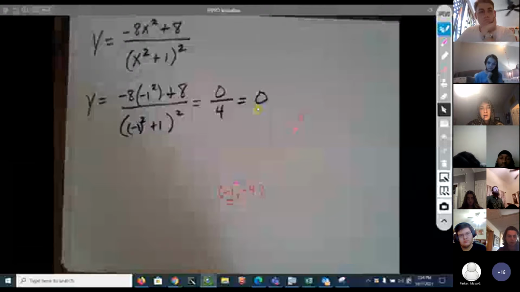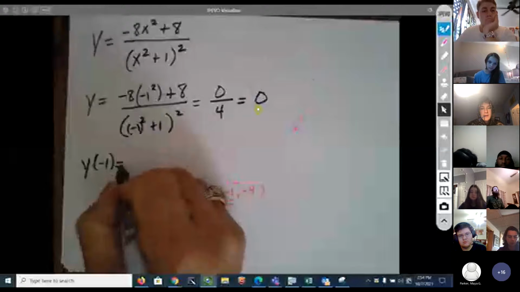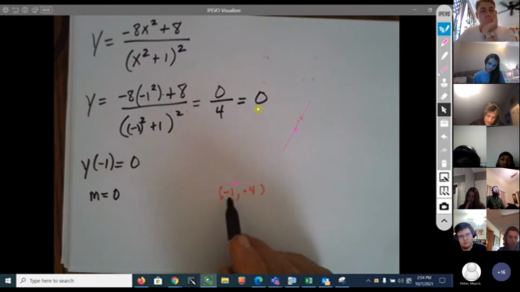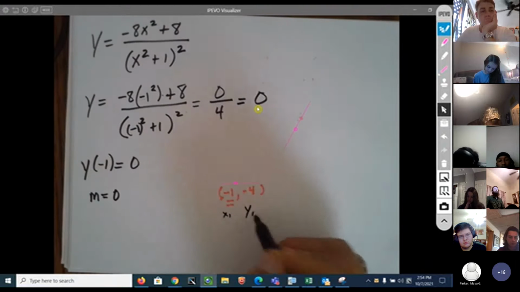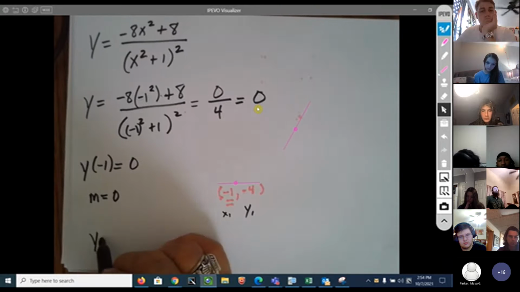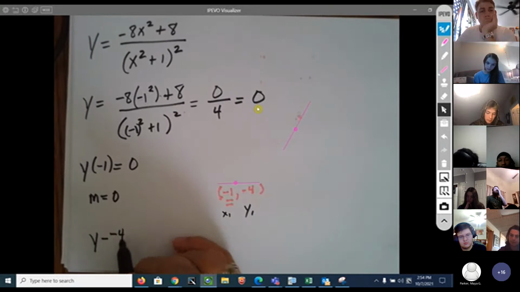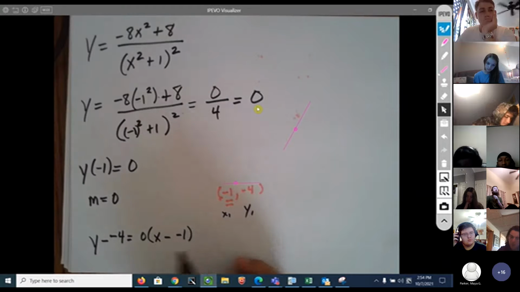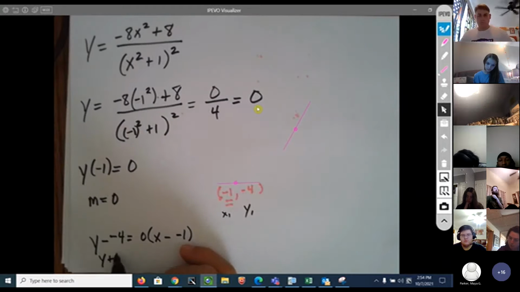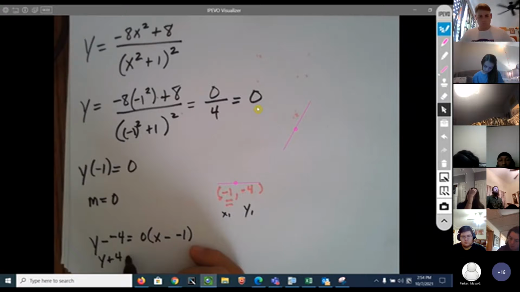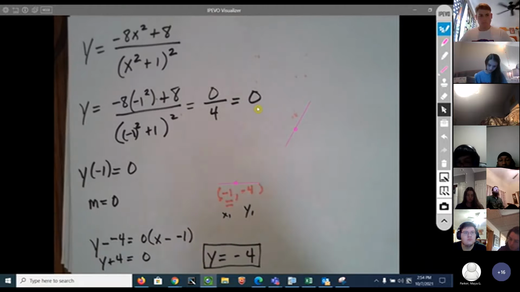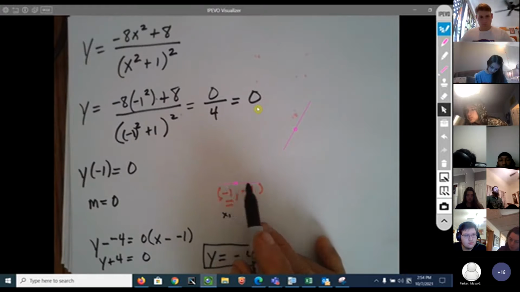So y prime of negative 1 is equal to 0, or m is equal to 0. This is our x sub 1, y sub 1. y minus a negative 4 is equal to 0 times (x minus a negative 1). y plus 4 is equal to 0. y is equal to negative what? And that is the equation for this line.